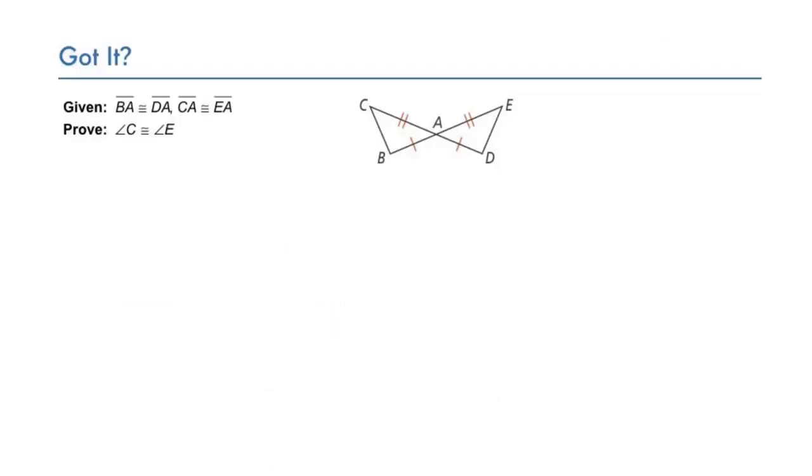Your turn. Given this information in the diagram at the right, prove that angle C is congruent to angle E.